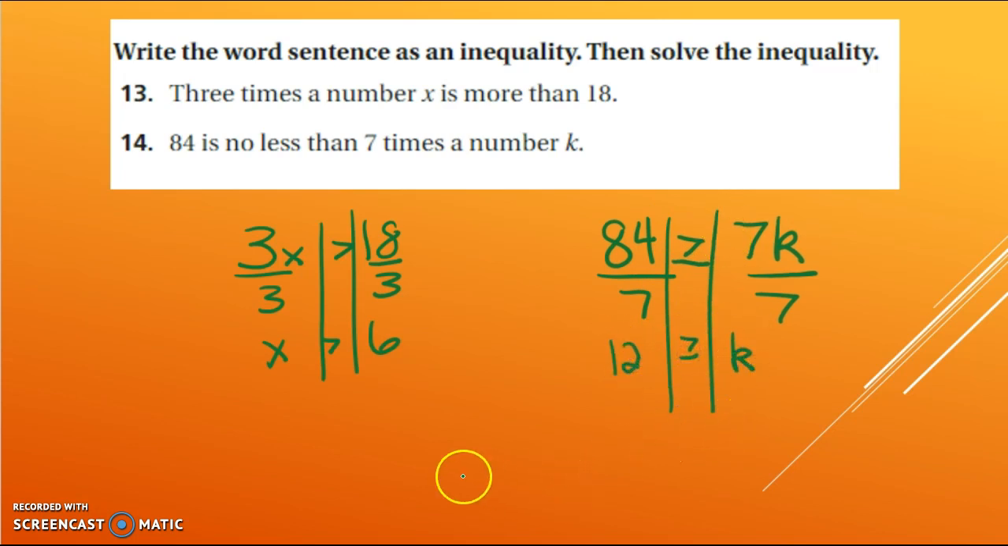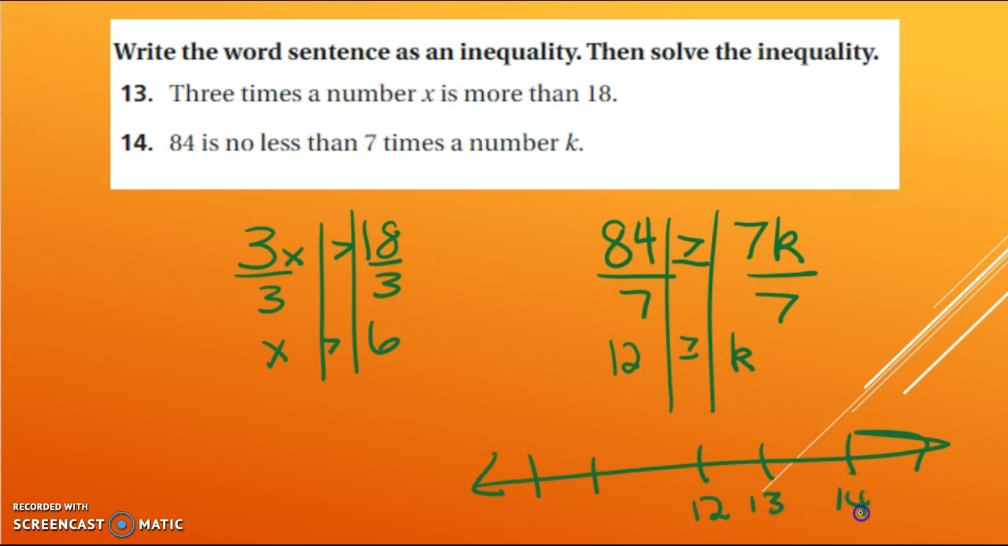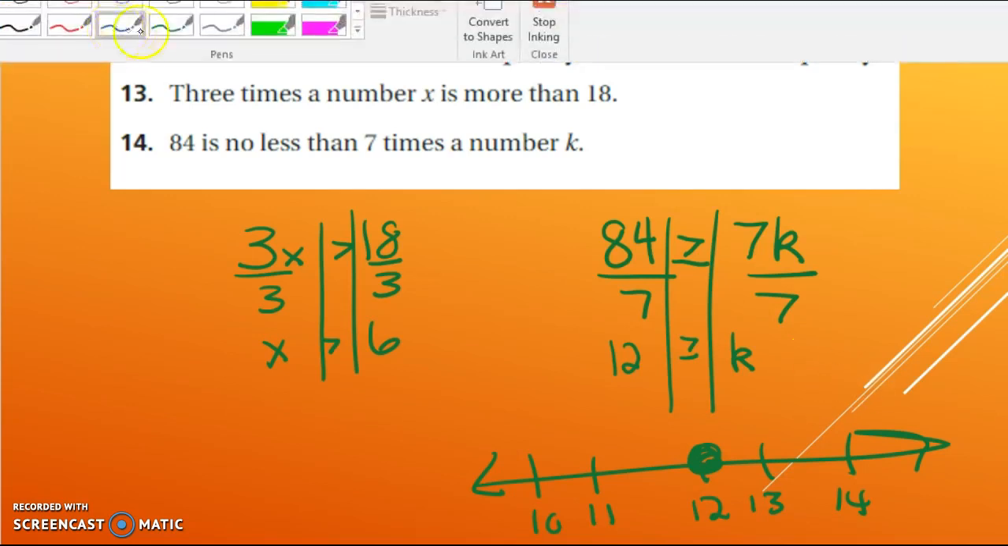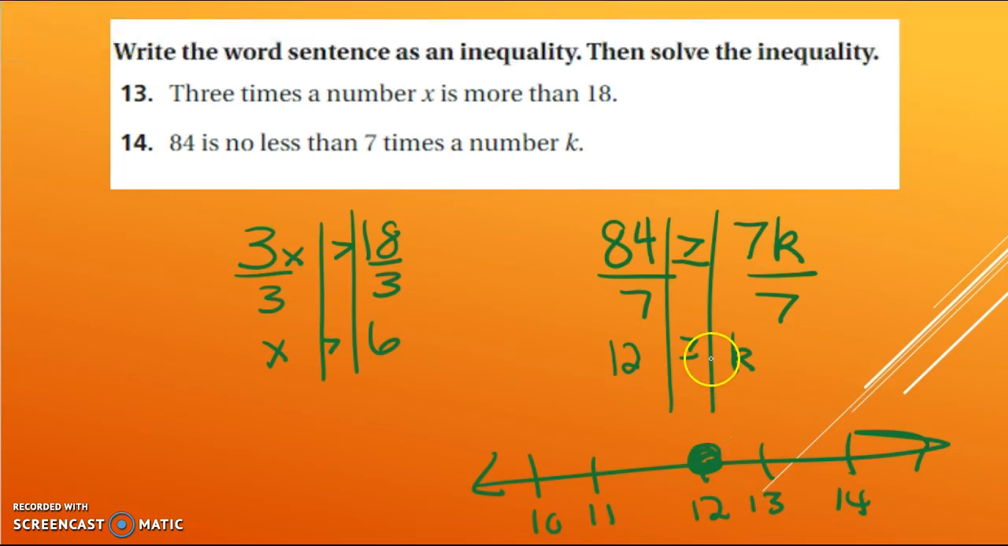Now, if you were to graph this, the second one here, you would have 12, 13, 14, 11, 10. Closed dot. But remember, just because this is facing the right doesn't mean you can go to the right. I accidentally did go to the right. What that means is you need to read it starting with the variable. So this is k is less than or equal to 12. So I'm actually going to go left.